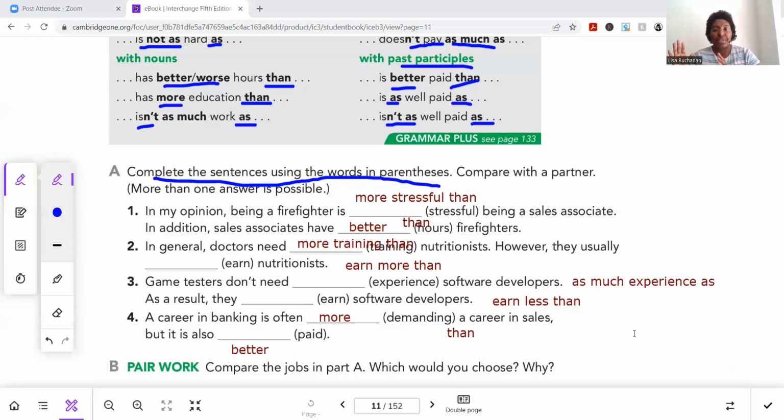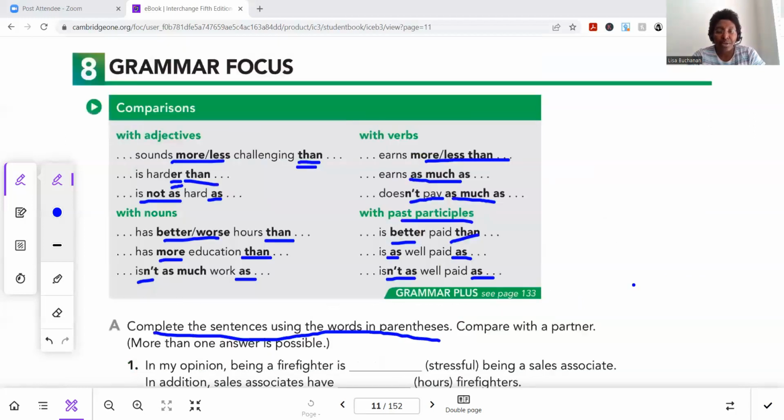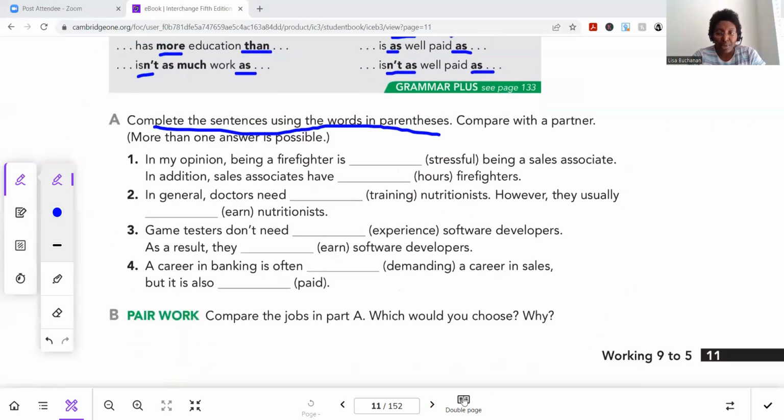So again, this is very useful when you're talking about a previous job with a current job, or a job where you're weighing two options, or on an interview, you have to make comparisons. So you can certainly go back and take a look at this box and see how you can further use them. Okay, we're going to move forward.